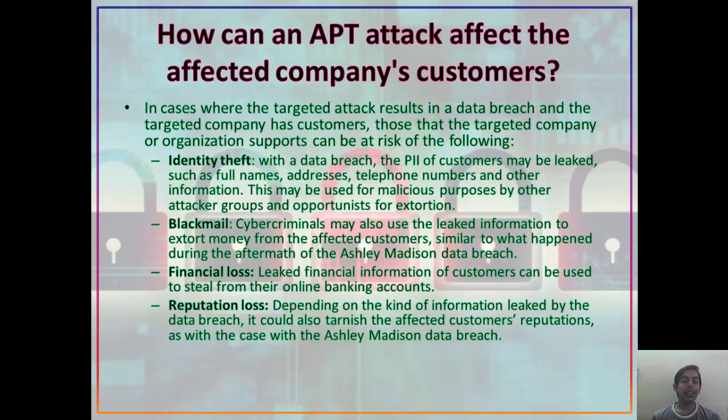How can an APT attack affect the affected company's customers? Now till now I have discussed how the APT attack affects the company. Now I'm going to discuss how the APT attack affects the customers of the company. As you can see, there are 4 points here. That is basically identity theft, blackmail, financial loss and reputation loss. Identity theft is where the attacker steals the information of the customers. Blackmail is when the attacker blackmails the employees of the company. Financial loss, and similarly reputation loss.